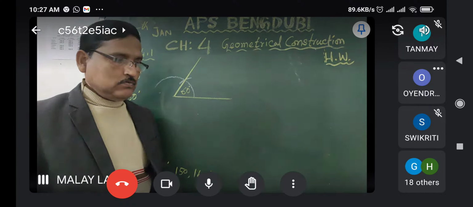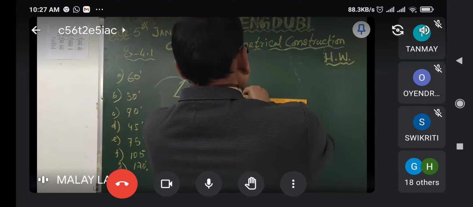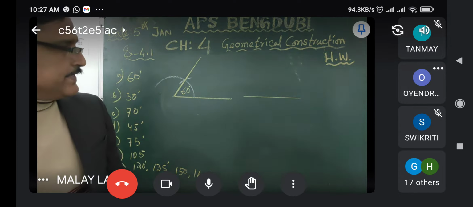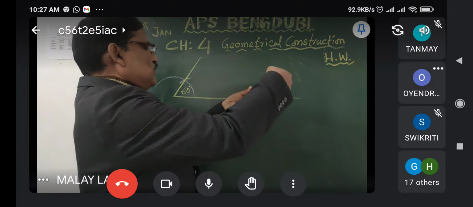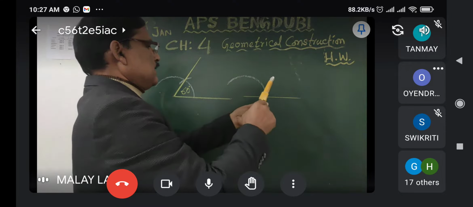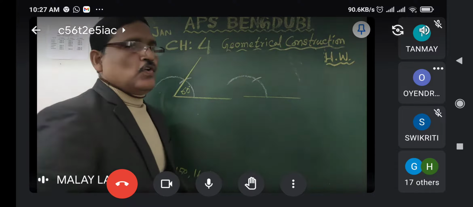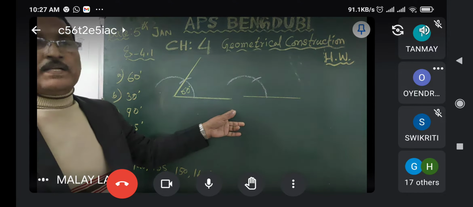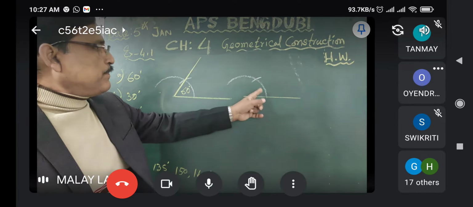Clear? Any doubt? Now, how do you draw 30 degree? Same way, you have to draw one line. Now, same way, take a convenient radius, place that here, draw an arc and cut with the same arc, same measure. But you will not join. If I join it now, it will be 60 degree. But what is my instruction? 30 degree. So that means I have to bisect this part.